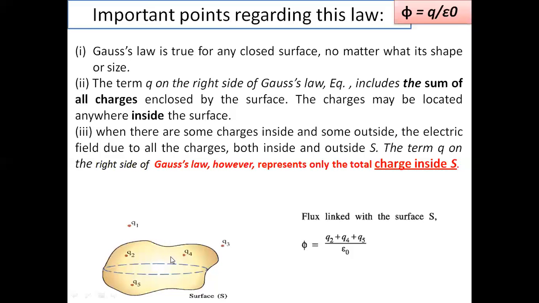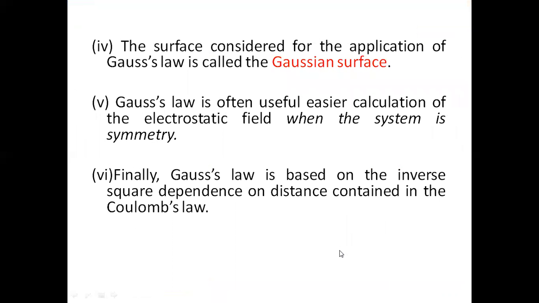We don't have to consider the charges outside. So over here Q1 and Q3 are outside of the surface; that's why we don't consider Q1 and Q3. We only consider Q2, Q4 and Q5 inside the surface, so we can write this equation. Then another point: the surface considered for the application of Gauss's law is called a Gaussian surface.